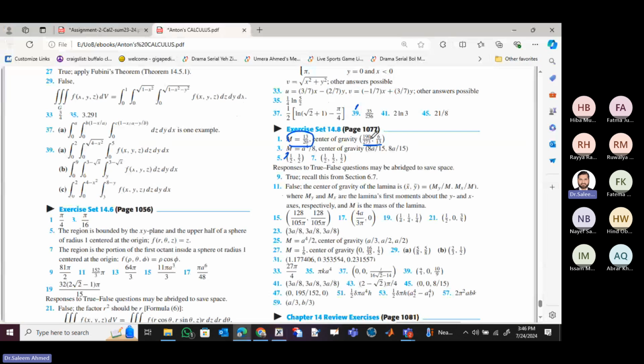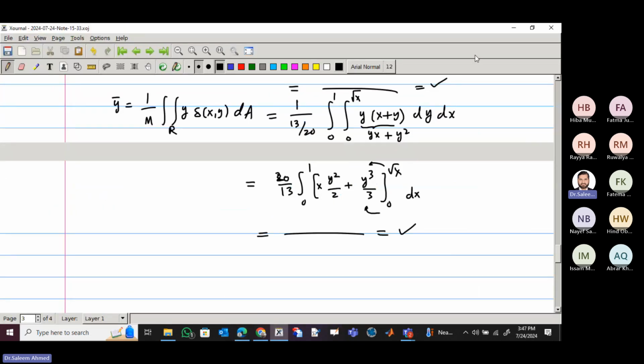Your answer should be 190 by 273 and 6 by 30. So this answer should be 190 by 273 and this should be 6 by 30. So just check it. Confirm if they are.